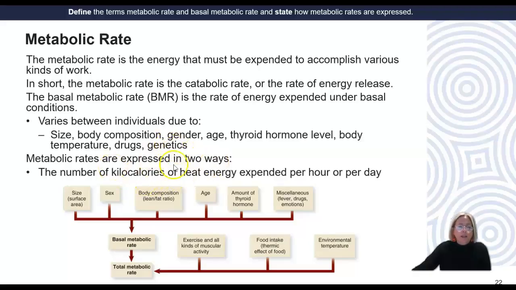And metabolic rates are expressed in two different ways: the number of kilocalories of heat energy expended per day, or per hour. And this figure down here just summarizes all of those different factors that I mentioned up here, which feed into the basal metabolic rate, which also contributes to the total metabolic rate. But feeding into the total metabolic rate as well are things like the environmental temperature, the food intake, and also the exercise that the person is doing, and all kinds of muscular activity.